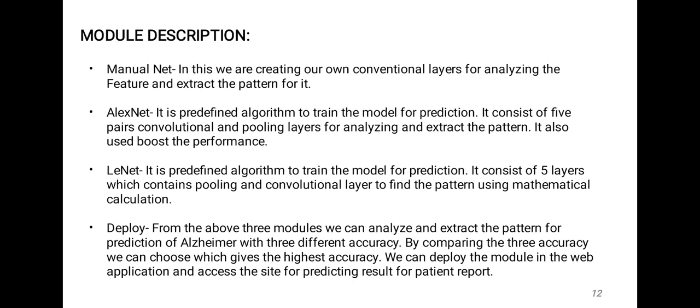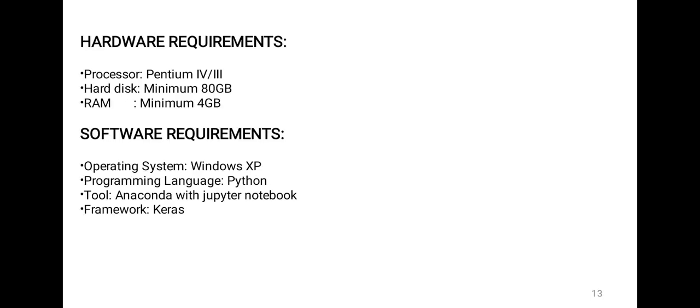Next is the LeNet. It is a predefined algorithm to train the model for prediction. It consists of five layers which contain pooling and convolutional layers to find the pattern using mathematical calculation. Next, the last module is Deploy. From the above three modules, we can analyze and extract the pattern for prediction of Alzheimer with three different accuracies. By comparing the three accuracies, we can choose which gives the highest accuracy. We can deploy the model in the web application and access the site for predicting results for the patient report.